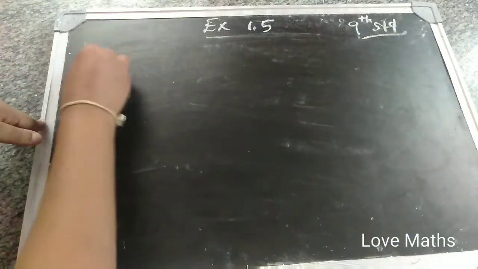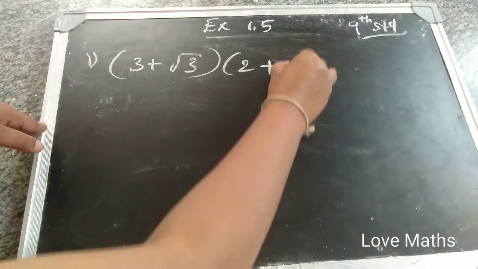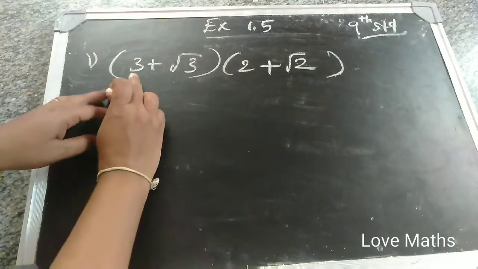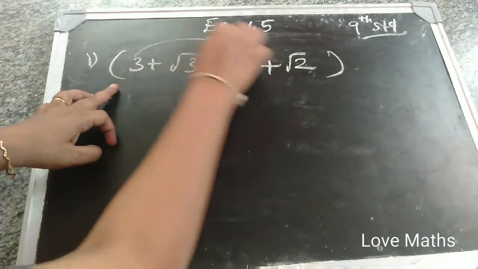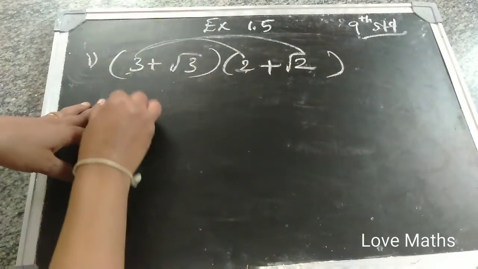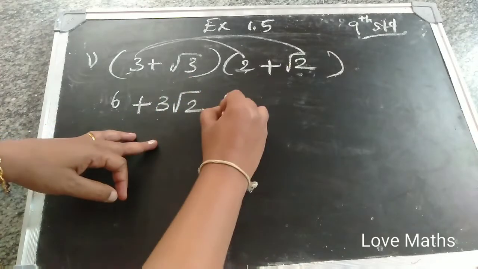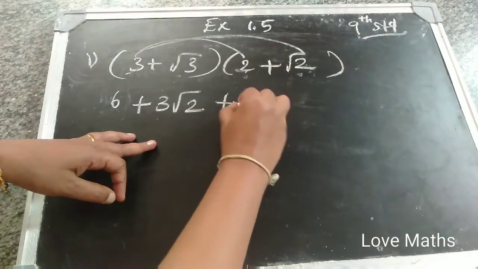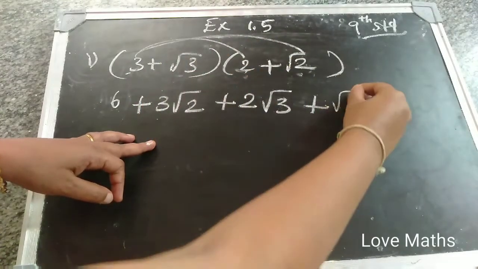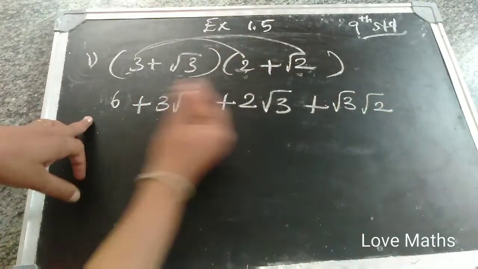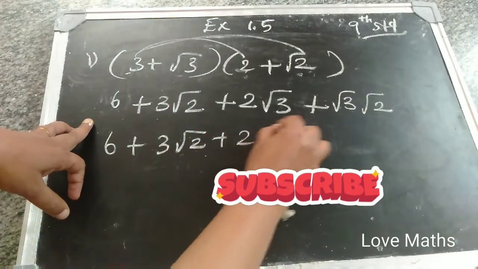The first question is 3 plus root 3 into 2 plus root 2. What are we going to do? Take the first number, multiply this 2. Take the second number, multiply this 2. 3 into 2 is 6, plus 3 into root 2, 3 root 2. Next, root 3 into 2 is 2 root 3, plus root 3 into root 2. So 6 plus 3 root 2 plus 2 root 3.